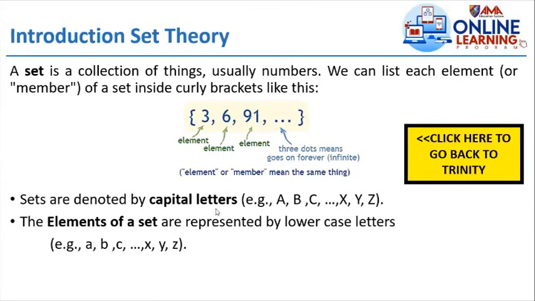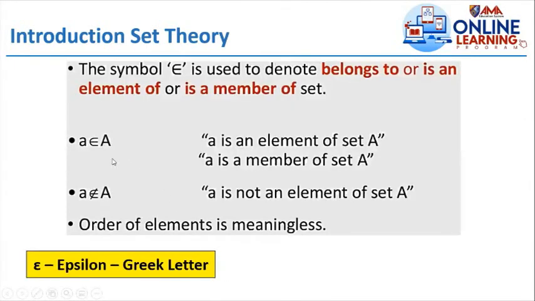So usually sets are denoted by capital letters, and the elements are small letters. Okay, so here we have this symbol, the Greek letter epsilon. This is used to denote belongs to, or is an element of, or is a member of. So it is part of the set. We read this as a is an element of set A, or a is a member of set A. And if you see epsilon with a slash, that means a is not an element of set A. You also need to take note that the order of elements is meaningless.